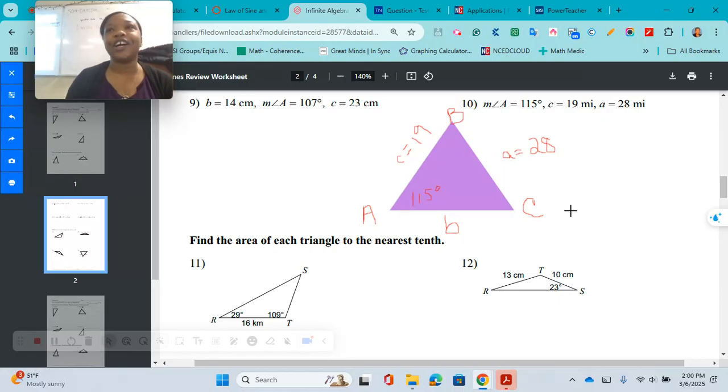Are we able to use the law of sines? Yes. Can someone help me set up the law of sines? 28 divided by the sine of what? 115. And that equals 19 over the sine of C, big C.